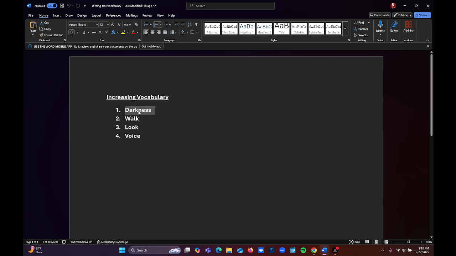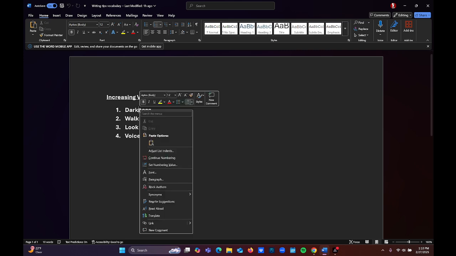But what you could do is just right-click the word that you're using a lot. This used to be called thesaurus, but now it's synonyms. So we have dark, night, dusk, dimness, obscurity. It used to be good.